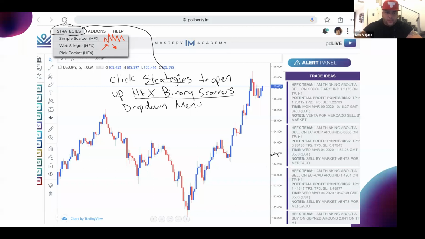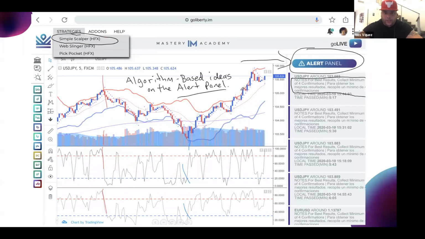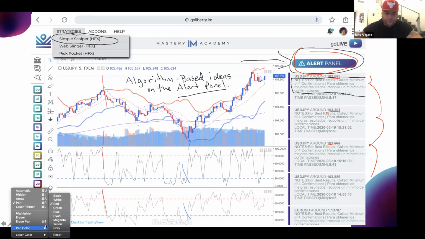And so these are the strategies that helped me tremendously on my trading journey. Now, on the Simple Scalper, you're going to see on the alert panel there's a different set of trade ideas that pull up. And basically what this is telling you is to look out for these entries right here. And when you follow the rules for the Simple Scalper, or the Web Slinger, or the Pickpocket, then you're more inclined to win your trade.